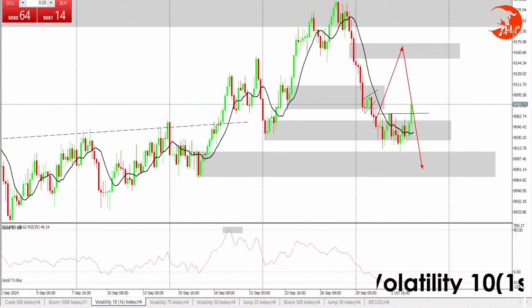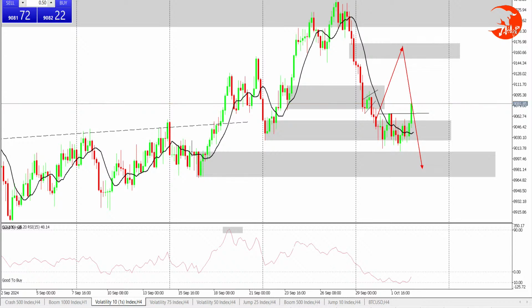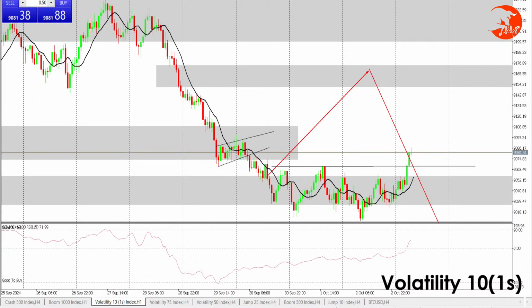Okay, let's just remove it. So it's Volatility 10S, and now from where we are currently, it's going as planned. It finished what it did, took the liquidity it wanted from all those levels, and now it has broken our structure, that one we were waiting for.